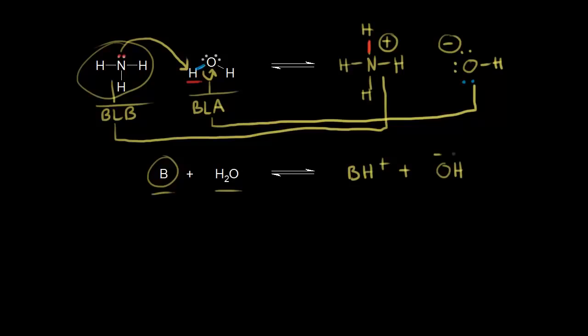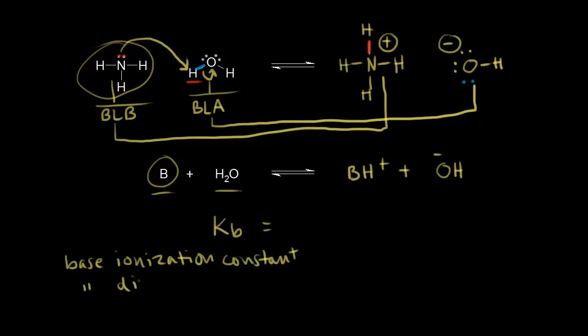So once this comes to equilibrium, we could write an equilibrium expression. So we're going to write Kb here. So instead of Ka, we're now writing Kb because we're talking about a base. And Kb can be called the base ionization constant. So let me write base ionization constant here. Or you could call this the base dissociation constant. And when you're writing an equilibrium expression, remember, it's the concentration of your products over your reactants.